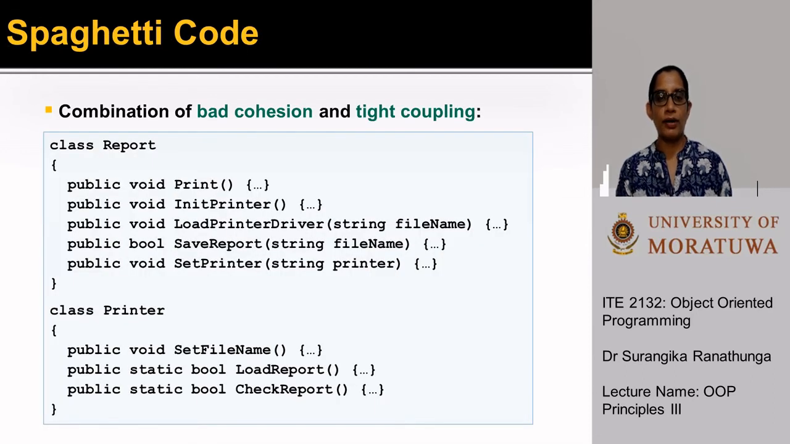When you have bad cohesion, that means low cohesion and tight coupling, that is a classic example of spaghetti code. Here, as you can see, we have a report class that does printing, initializing printing, and everything else, as well as loading the report and checking the report. Everything is mixed up. So this is very bad cohesion, and the classes are referencing each other. Tight coupling, low cohesion.